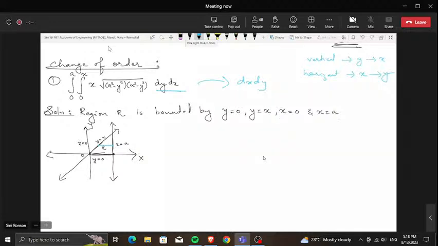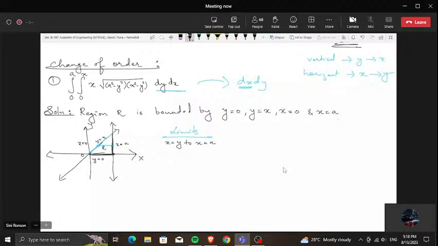So this is how I made the horizontal strip, and now I'll have to get the new limits with respect to this new strip. So tell me, what is the value of x? See, first I want to integrate with respect to x, so first I need the limit of x. Can you tell me what is the value of x on this entire line? What is the value of x on this line? y. Very good. And what is the value of x on this line where it ends? a. So that is the limit of x.